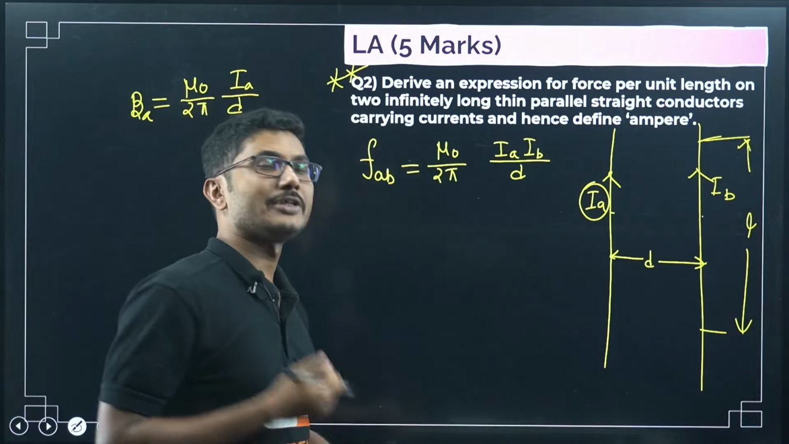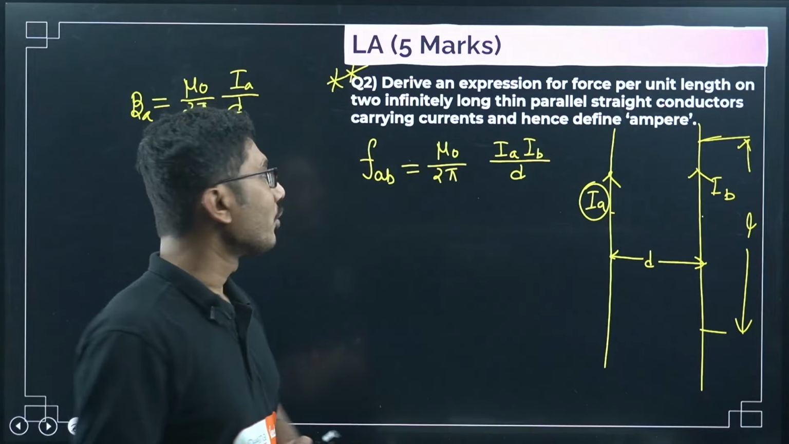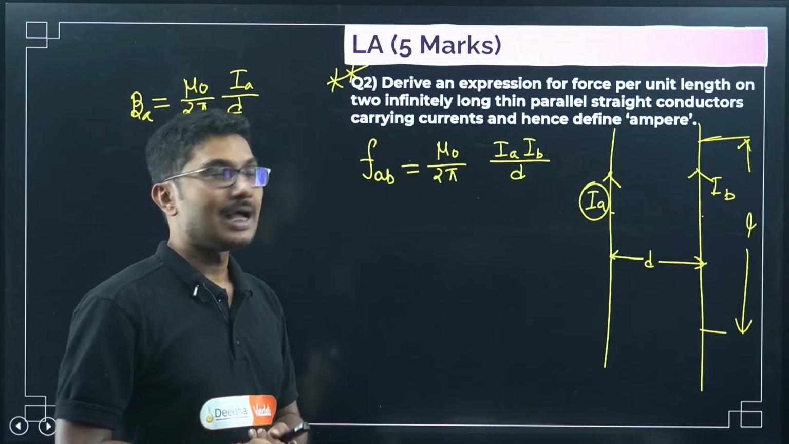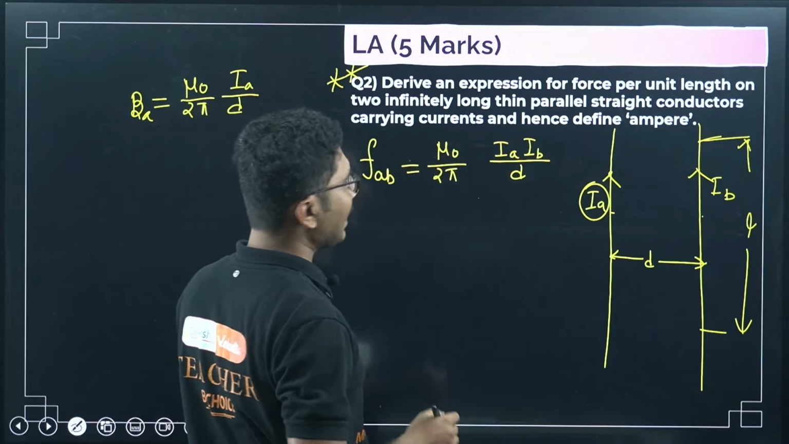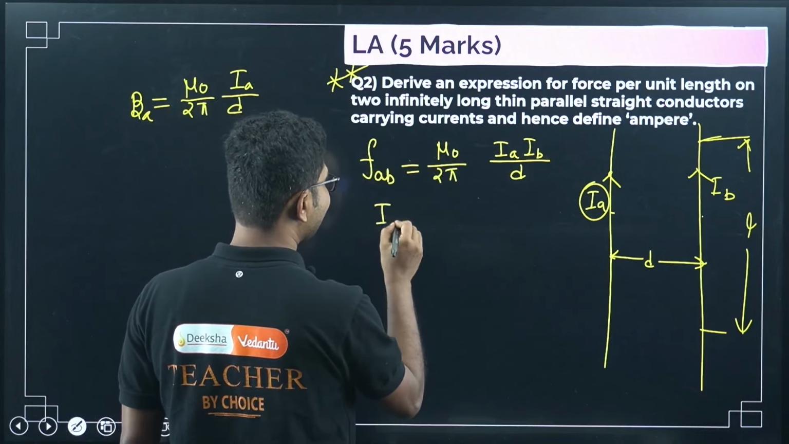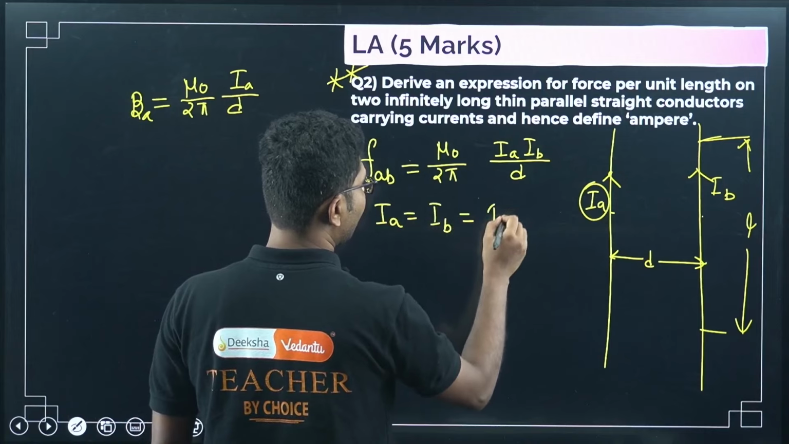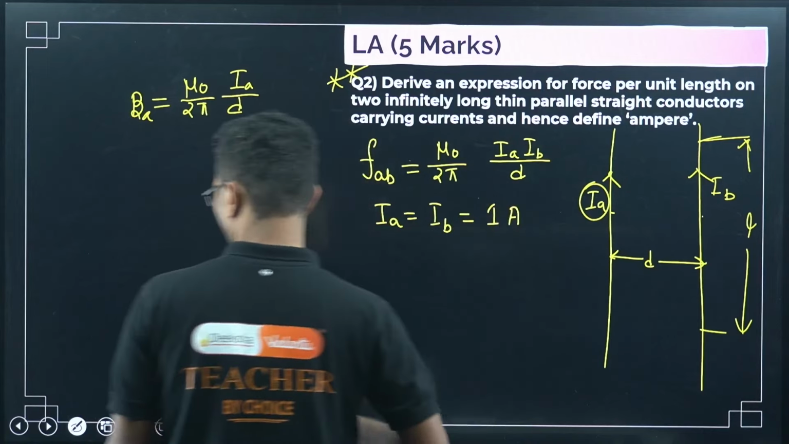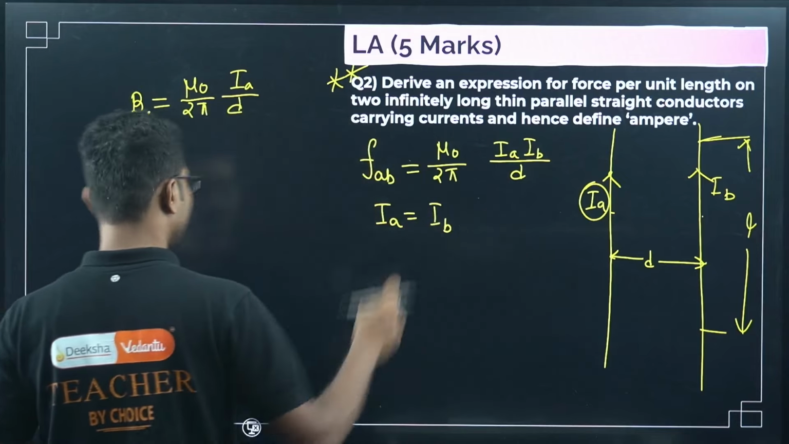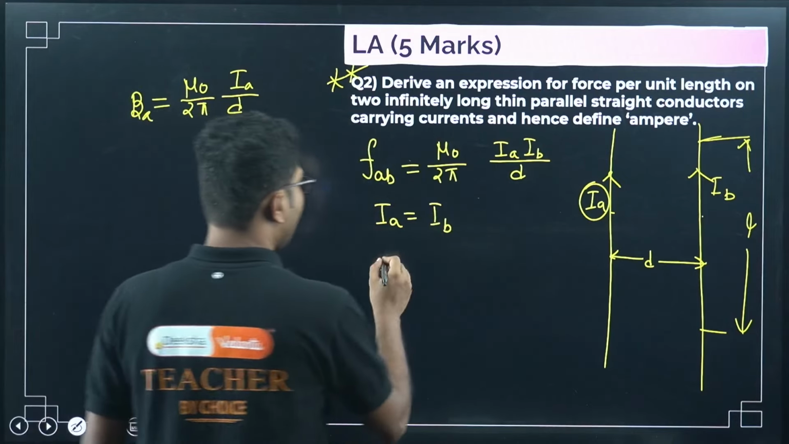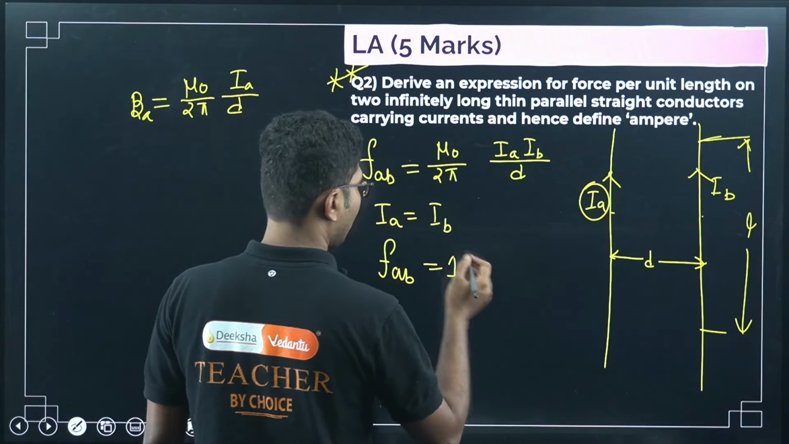Now what is the definition of ampere? That's where I see most students actually falter. Most students write wrong answers. What is the definition of ampere? To define ampere from there, what you have to assume is that let's say IA equals IB equals 1 ampere, 1 unit. So first of all let's say IA equals IB. F_AB equals 1, not 1, sorry.